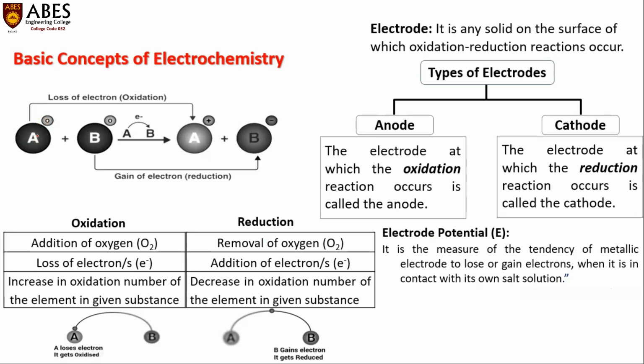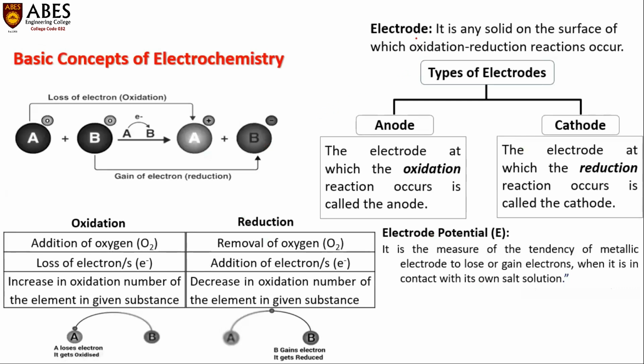If we have a metal A, it has oxidation number 0, and after losing the electron, its oxidation number is going to increase, meaning it is going to become positive. And if we have metal B, it has oxidation number 0, and after gaining the electron, it is converting to negative, meaning the oxidation number is going to decrease. Therefore, this metal is going to be reduced.